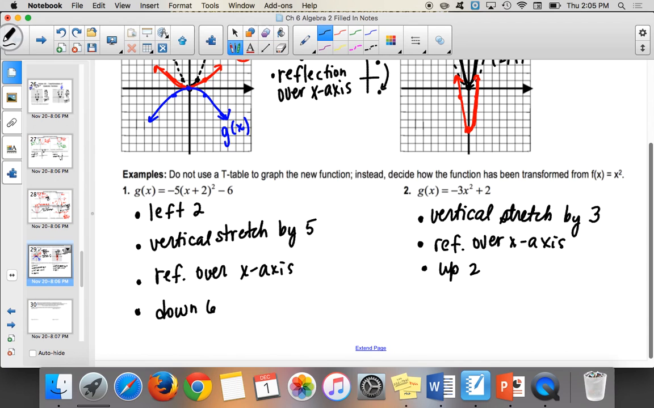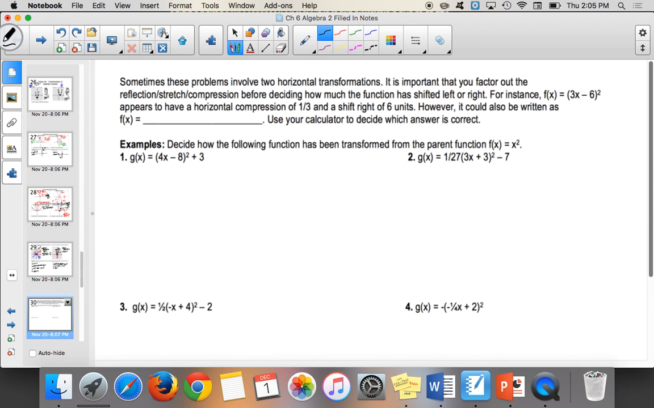Do we know how to use our calculators? Do I have to show you that? Okay.